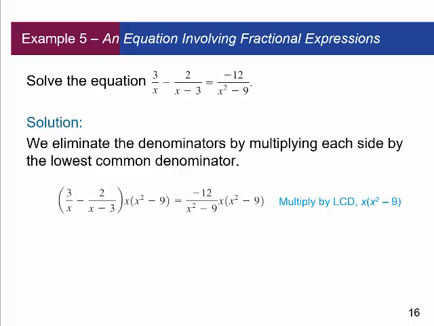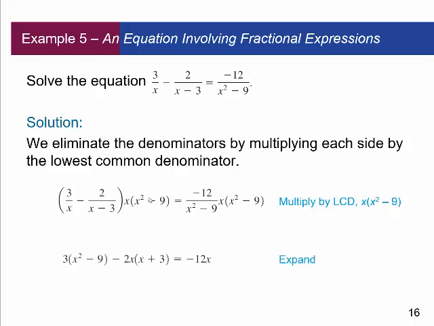What we want to do here is eliminate the denominators by multiplying each side by the lowest common denominator. The LCD here would be x times x squared minus 9, which is the same thing as x times x minus 3 times x plus 3. So the first thing you do with these types of equations is find the LCD. Then I'm going to multiply both sides of the equation by this. Watch what happens when I do. I multiply this side by the LCD and this side by the LCD.